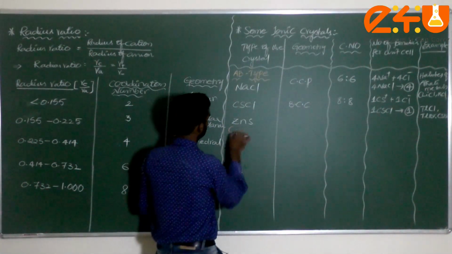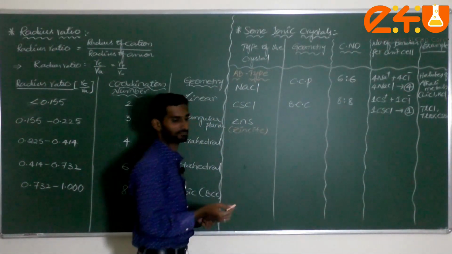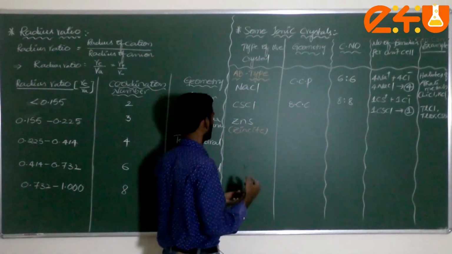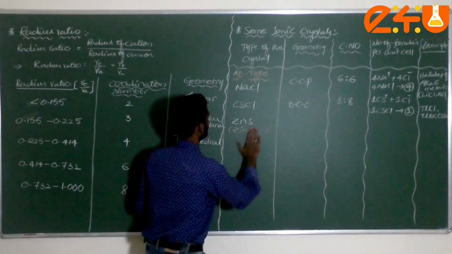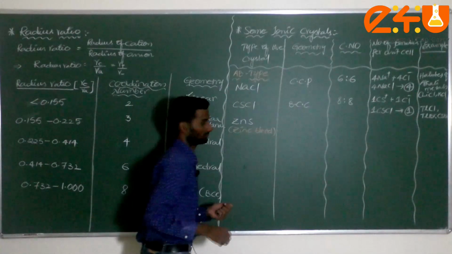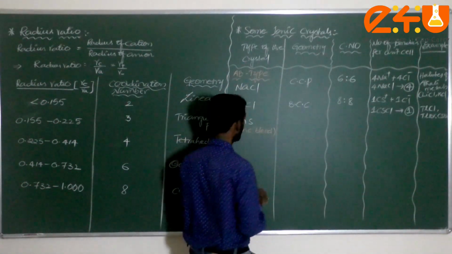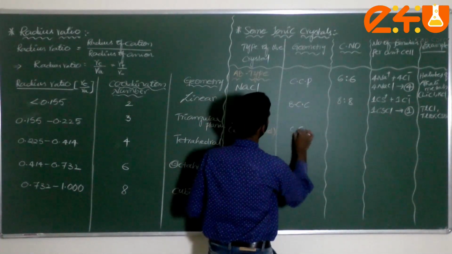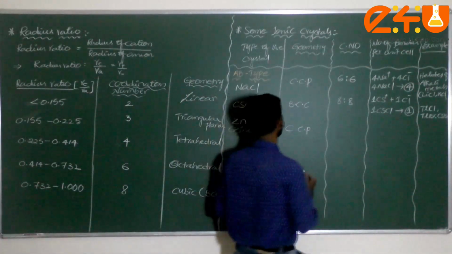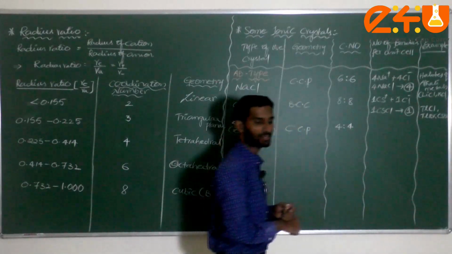ZnS is called zinc blende. Zincite is ZnO, one of the ores of zinc, so sorry, ZnS is zinc blende. What is the geometry here? It also comes under CCP only. Then what is the coordination number here? The coordination number here is 4:4.